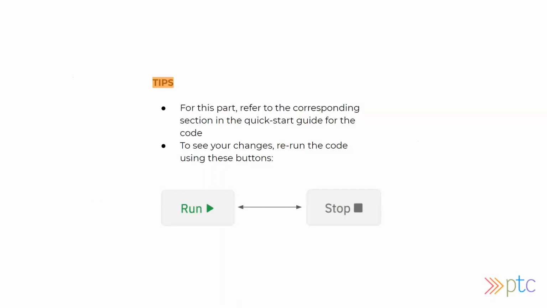Just as a tip, for the next section, refer to the quick start guide for the code. When you want to test out your changes, rerun the code using these buttons: run and stop. Run will run your code, and then stop will stop your program.